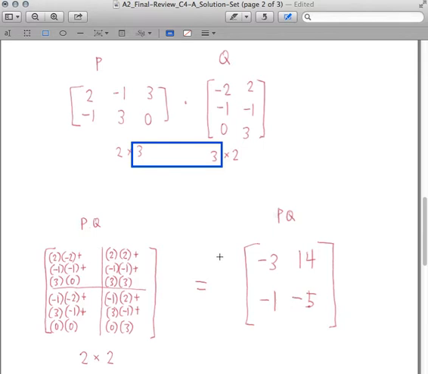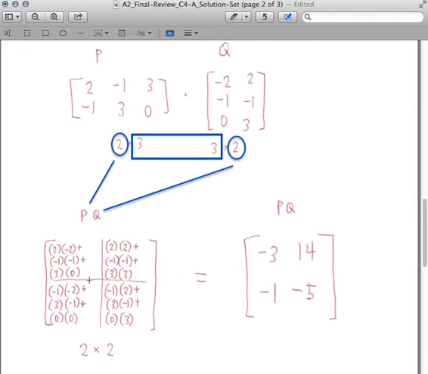Now, when we multiply a 2 by 3 matrix by a 3 by 2 matrix, that resulting product matrix will have the dimensions of the rows of the first matrix and the columns of the second matrix. That is where we get our resulting 2 by 2 matrix from. So you'll see that matrix PQ is a 2 by 2 matrix, and you can go ahead and just set up that 2 by 2 matrix before you start doing your calculations.